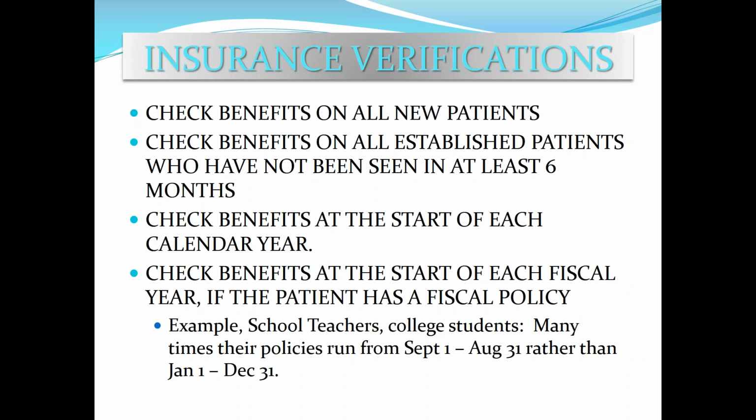Now, there are certain types of patients who may have a fiscal year policy. And typically these are going to be school teachers, college students, some government workers, because the government fiscal year starts October 1. The school year usually starts August 1 for the school teachers' plans. And so what that means is, instead of having a deductible that runs from January 1st to December 31st, they may have a deductible that runs from August 1st to July 31st. And then August 1st, their deductible resets.